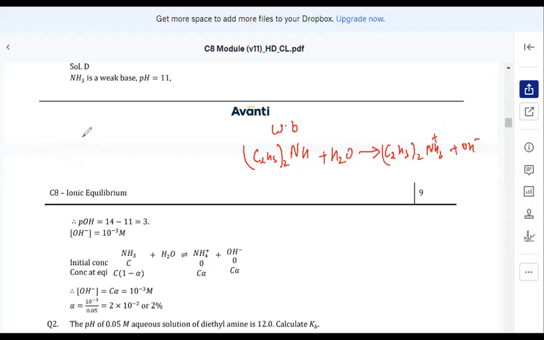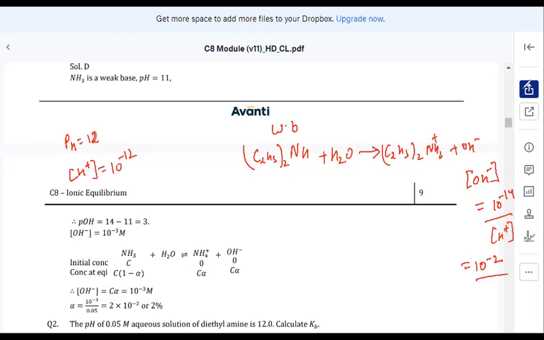Now tell me, pH is given as 12. pH is equal to 12. So the concentration of H plus will be how much? 10 to the minus 12. Agree, everyone? Tell me yes or no. And what will be the concentration of OH minus? The concentration of OH minus will be 10 to the power minus 14 by the concentration of H plus, which is equal to 10 to the power minus 2. Yes, very good. 10 to the power minus 2. Very good, everyone.